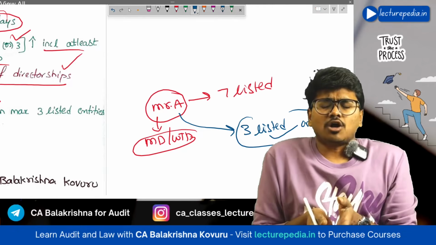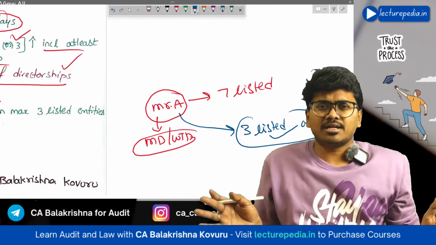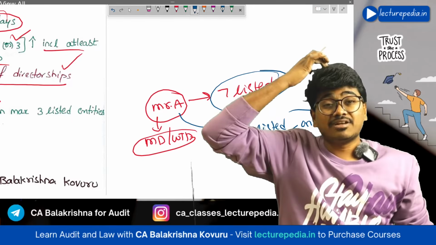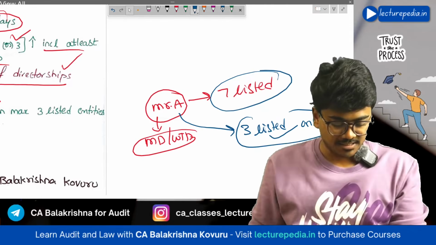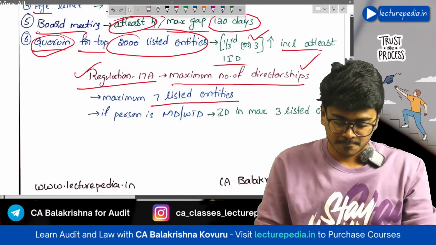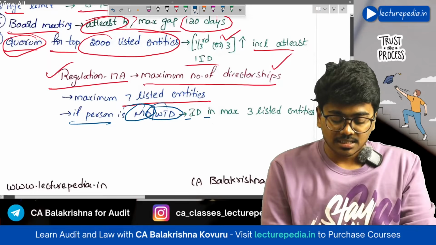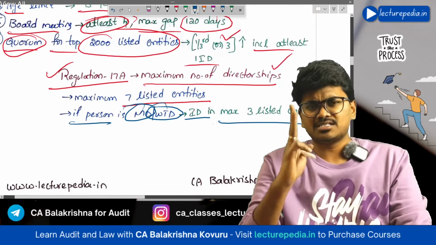If you are not managing director or whole time director in any company, then you can act as a normal director in up to 7 listed entities. Hope that is clear. See, if the person is managing director or whole time director, then independent director in maximum 3 listed entities only.